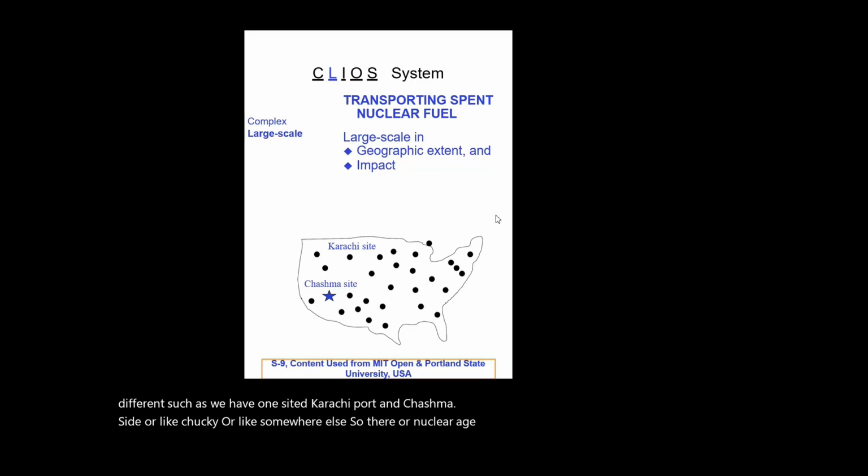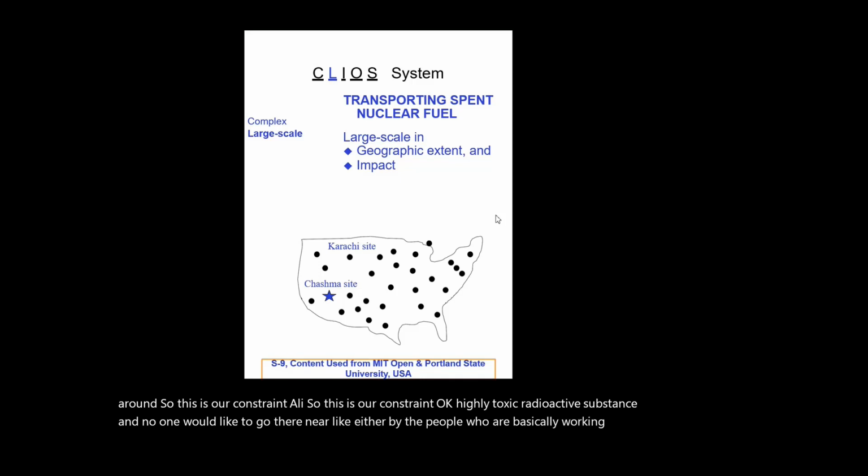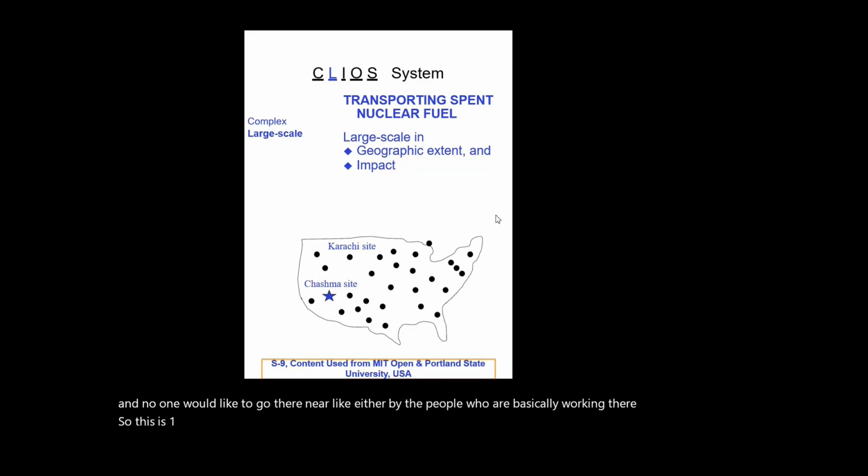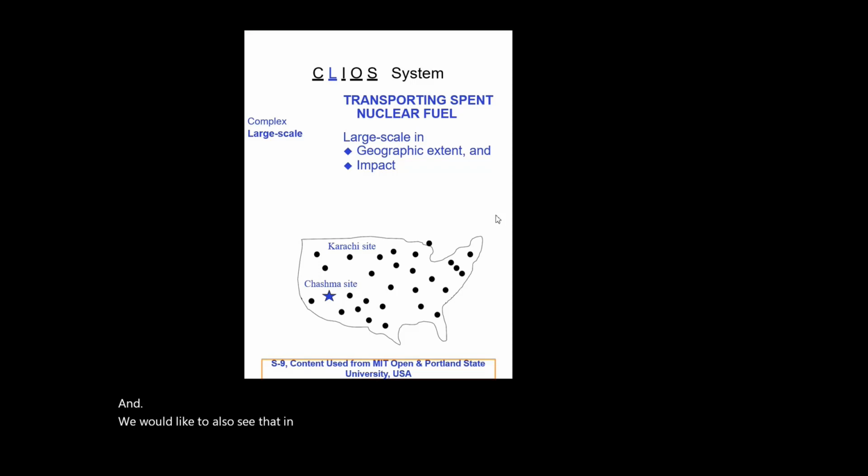In nature, nuclear fuel is a highly toxic, radioactive substance, and no one wants to be around it. So this is our constraint, Ali. Highly toxic, radioactive substance, and no one would like to go near it, including the people who are basically working there. So this is one constraint. But the vision is how we can bring it from the source to that specific point, and we would also like to see the geography and what its extent will be.